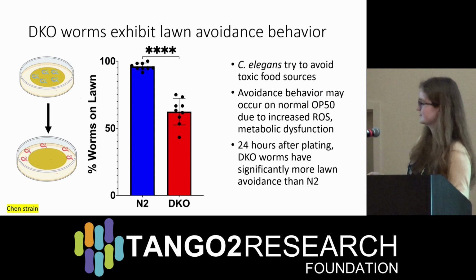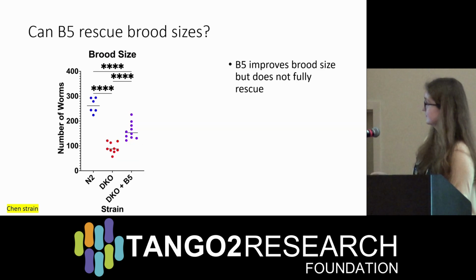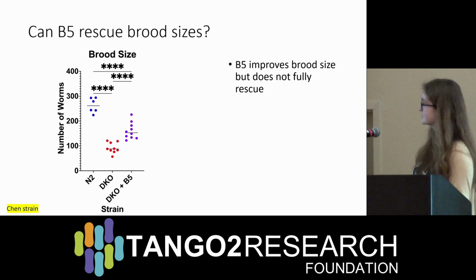So having created this sort of profile of some of these differences that we're seeing in our worms that are missing TANGO2, because we know that vitamin B5 has been helpful in patients and in other models, we wanted to know if B5 is also helpful for our worms. So going back and looking at some of the previous experiments that we did, looking at these brood sizes, this is the number of eggs that these worms are laying. We wanted to know if B5 could maybe help out with this.